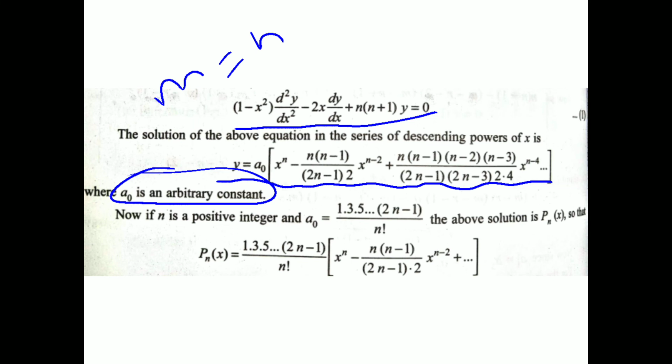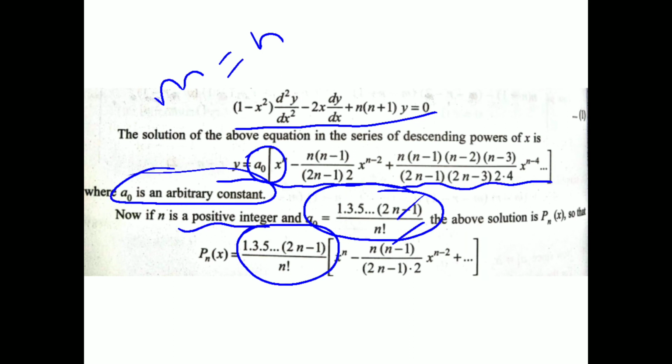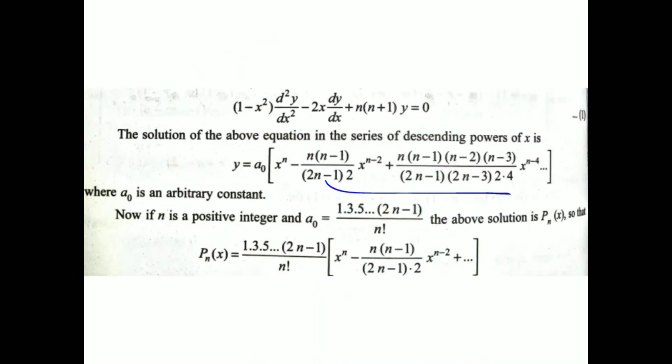Now if we assign a particular value to this A naught, if n is a positive integer, A naught equals 1 into 3 into 5 up to 2n minus 1 divided by n factorial, and the above solution is Pn of x. So in the place of A naught, we are replacing it with these odd multiples, 1 into 3 into 5 up to 2n minus 1, divided by n factorial, and this entire equation as usual. So this is nothing but the Legendre solution of the first kind, that is Pn of x, when m goes to n.